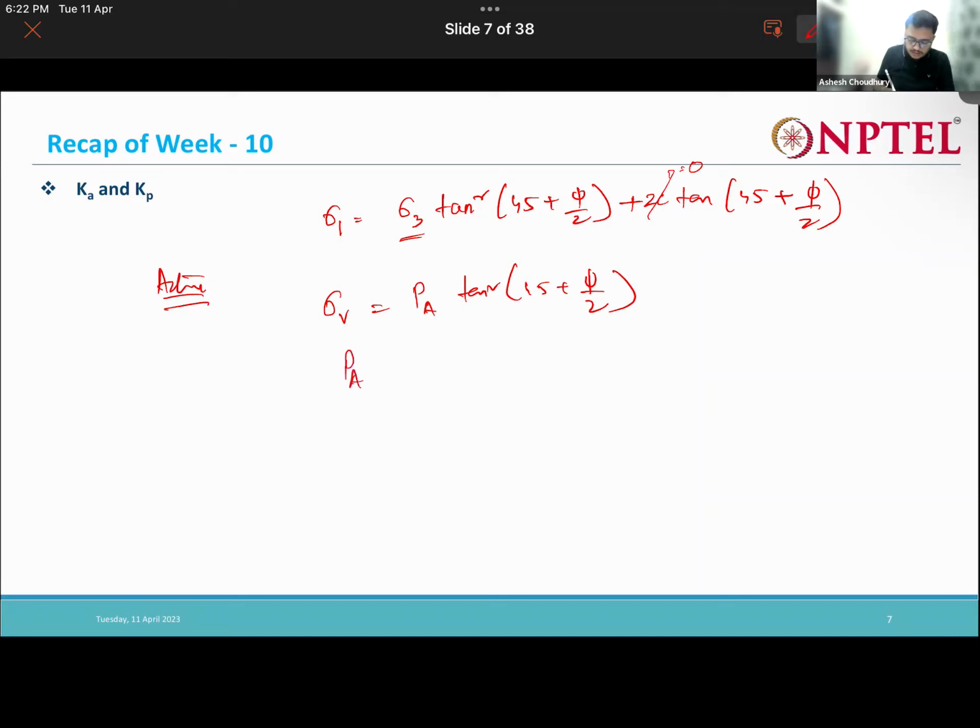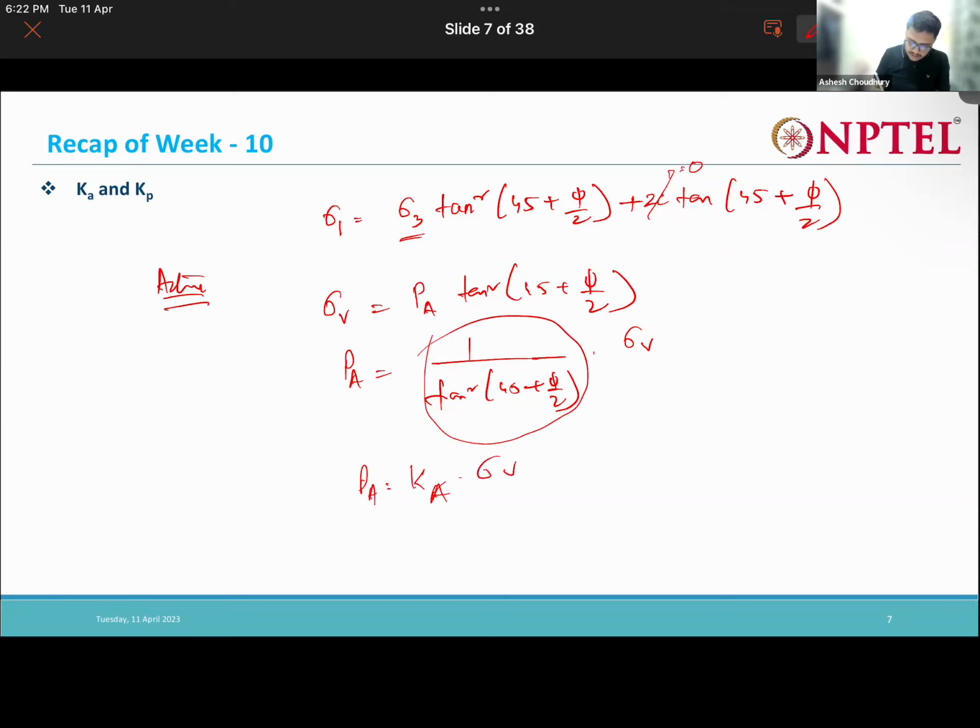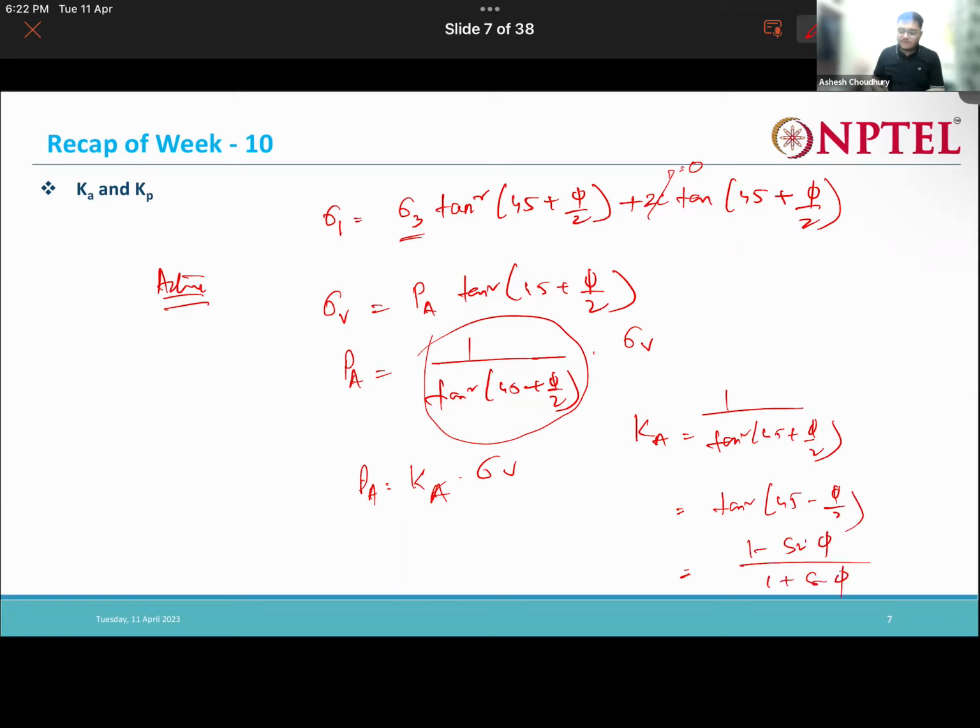So what is my PA? PA is nothing but 1 by tan square 45 plus phi by 2 into sigma V. So this is nothing but my Ka. So PA is equal to Ka into sigma V. And what is my Ka? Ka is 1 by tan square 45 plus phi by 2, which is also equal to tan square 45 minus phi by 2, which is also equal to 1 minus sin phi by 1 plus sin phi.